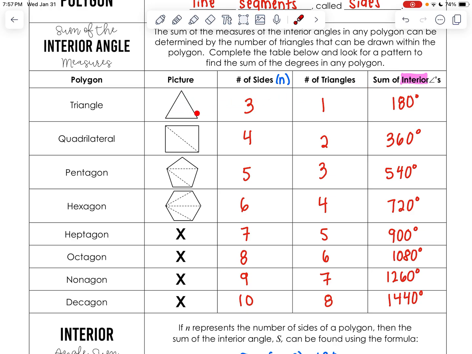So if you're looking at this triangle, it has 3 sides, right? It's obviously one triangle. And then the sum of the interior angles is 180. So that means this angle plus this angle plus this angle is 180, right?